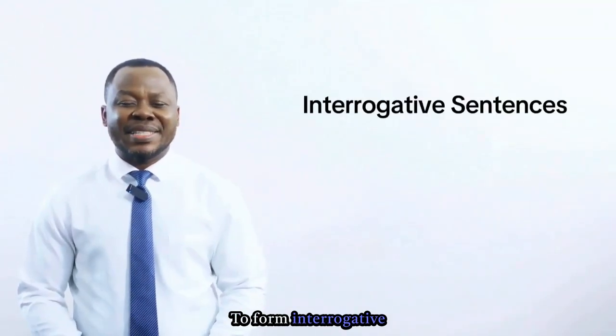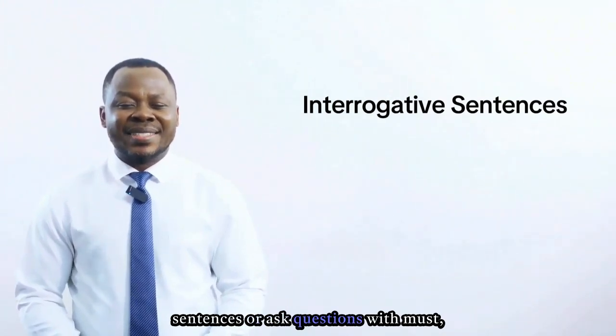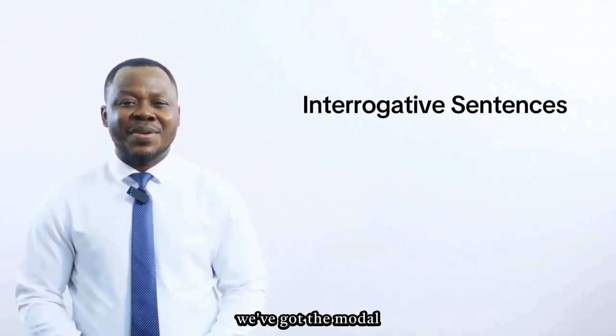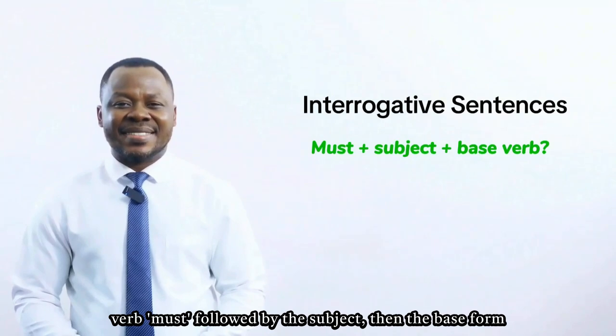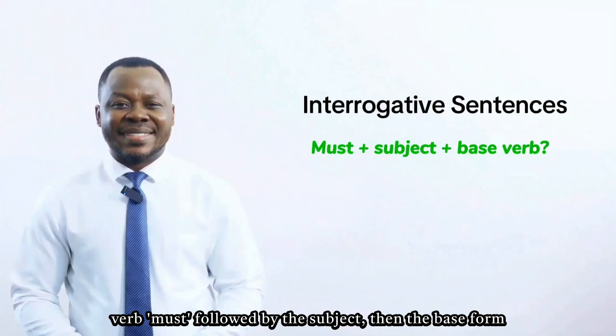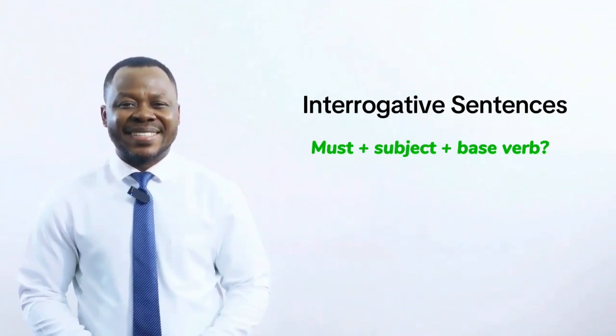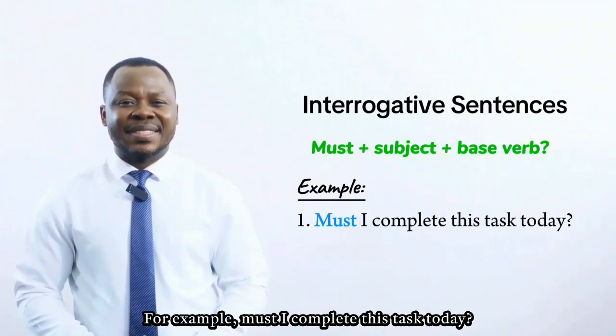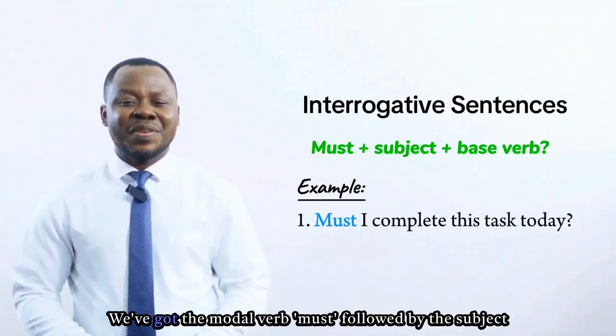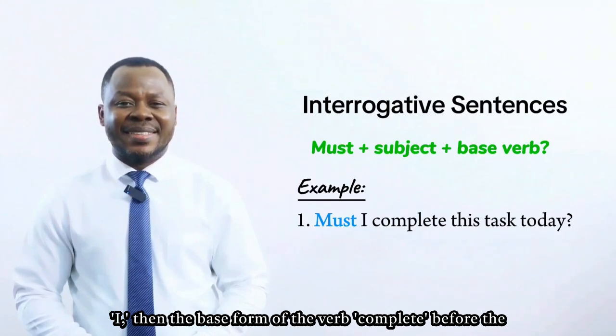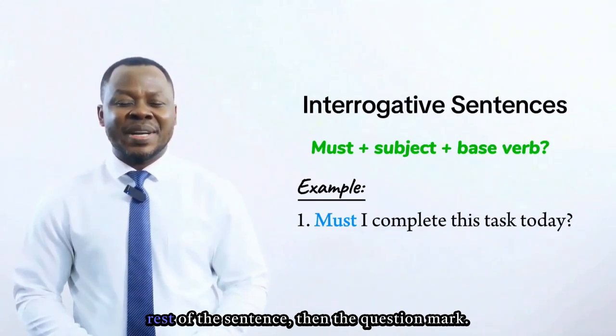To form interrogative sentences or ask questions with must, we've got the modal verb must, followed by the subject, then the base form of the verb before the question mark. For example, must I complete this task today? We've got the modal verb must, followed by the subject I, then the base form of the verb complete before the rest of the sentence, then the question mark.